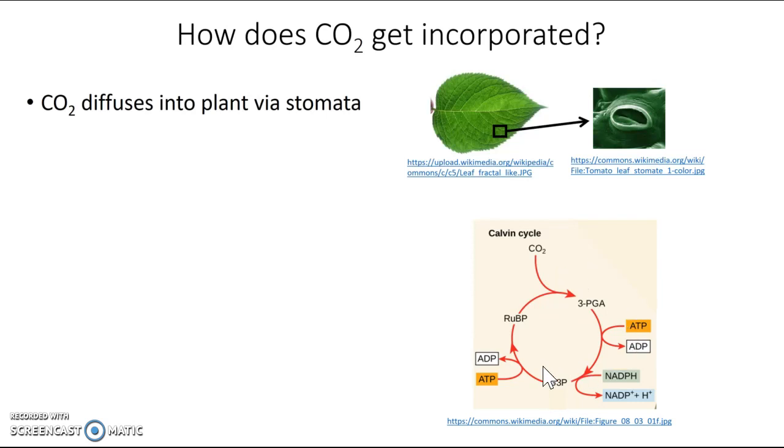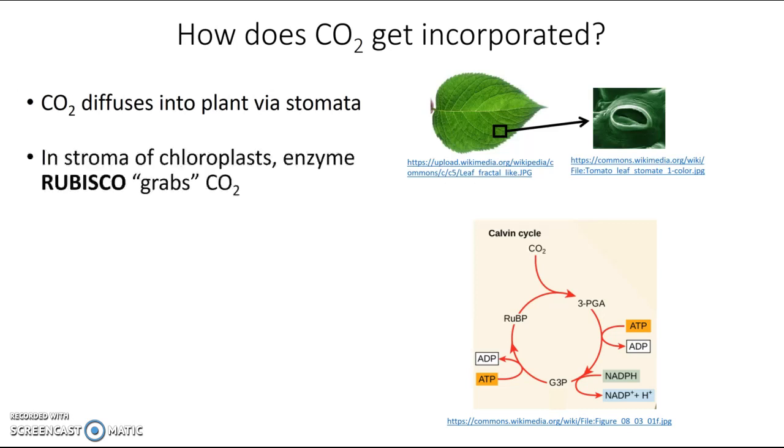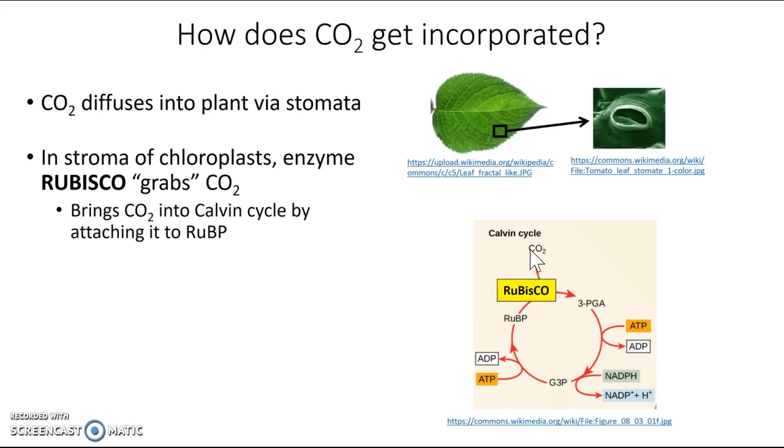And here's a simplified version of the Calvin cycle here. And you can see carbon dioxide is coming in. But it doesn't just come in on its own and get the party started. It needs something there to pull it in and incorporate it in the correct way. And so in the stroma of the chloroplast, there is an enzyme called rubisco that grabs the carbon dioxide and pulls it in. So there it is, rubisco. And it brings it in by attaching it to this molecule here, RuBP.